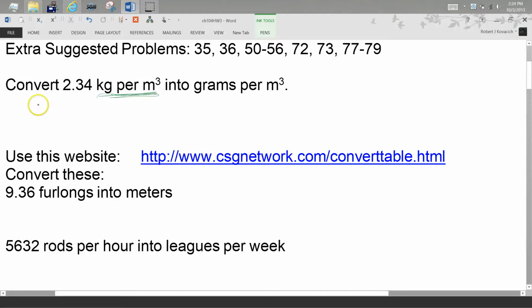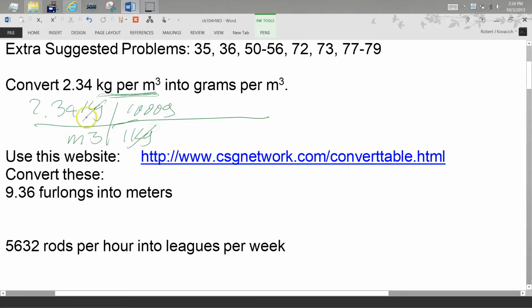It was 2.34 kilograms per meter cubed. We left the meter cubed as is, and we're going to turn that into grams. So for every 1 kilogram, it's 1,000 grams. So the kilograms cancel out, and we end up with 2,340 grams per meter cubed.